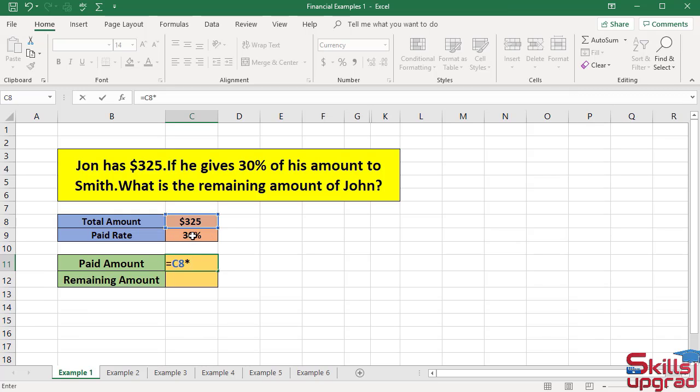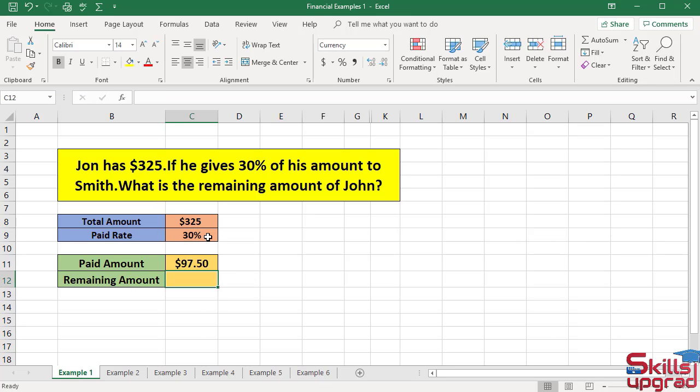As this cell has paid rate value with percentage symbol, you do not need to divide by 100. Excel automatically divides the value by 100 if a cell has a value with percentage symbol. Click this cell reference, press enter key.